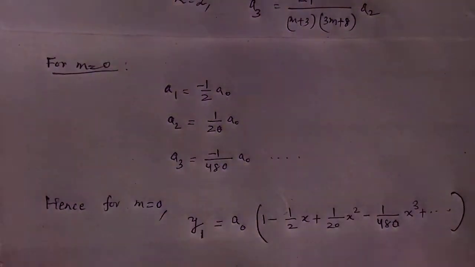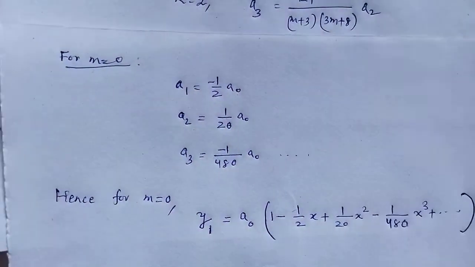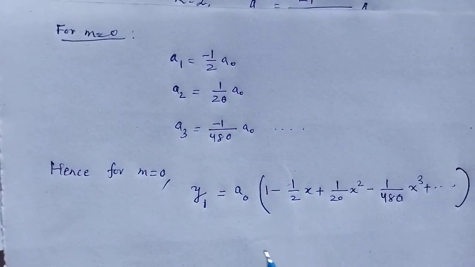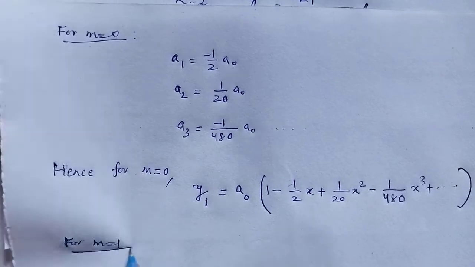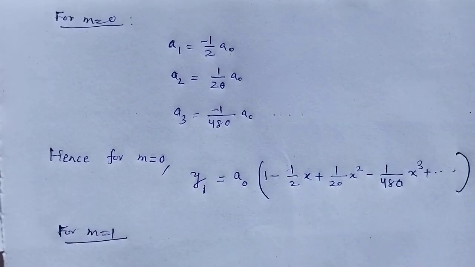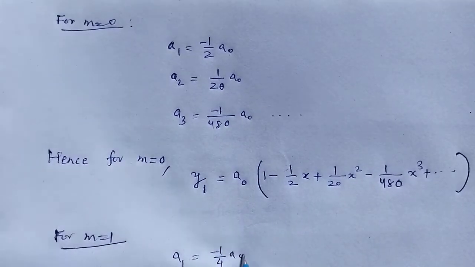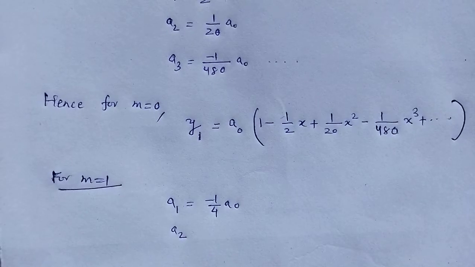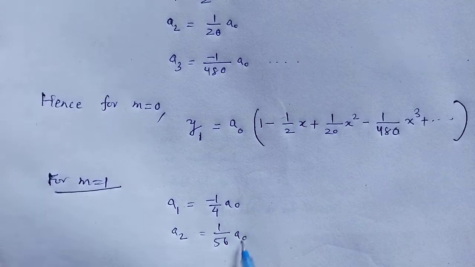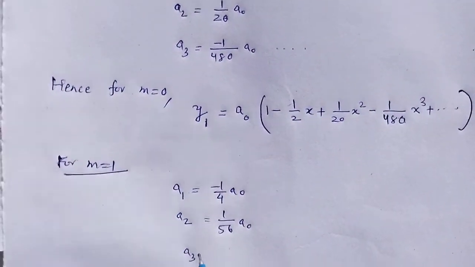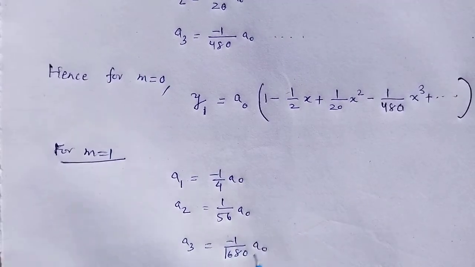Again, for m is equal to 1, a1 will be minus 1 by 4 a naught, a2 is 1 by 56 a naught, a3 is minus 1 by 1680 a naught.